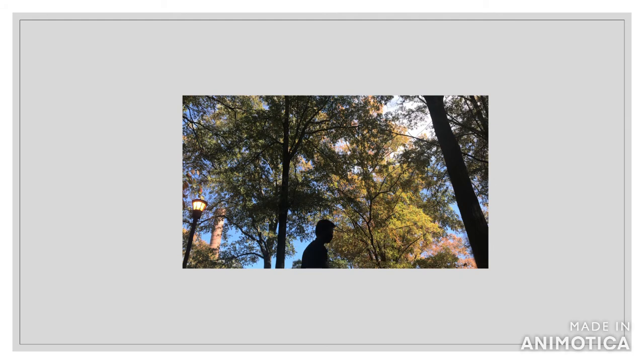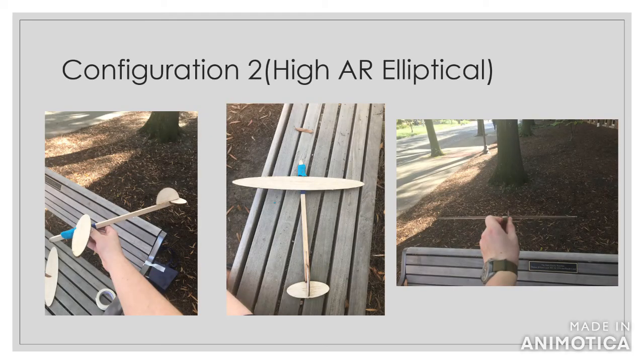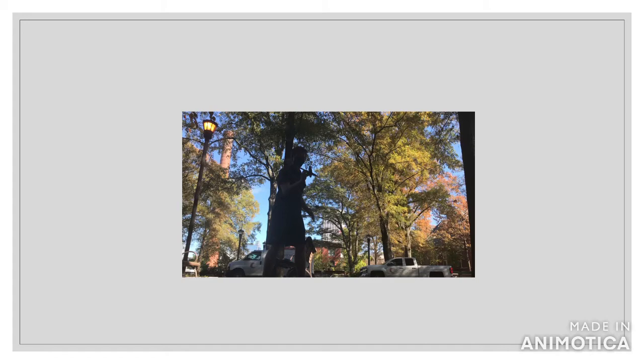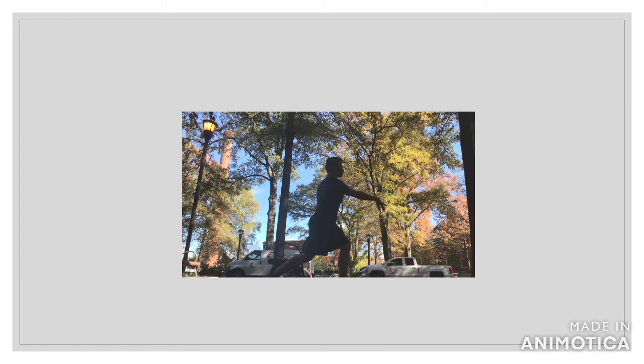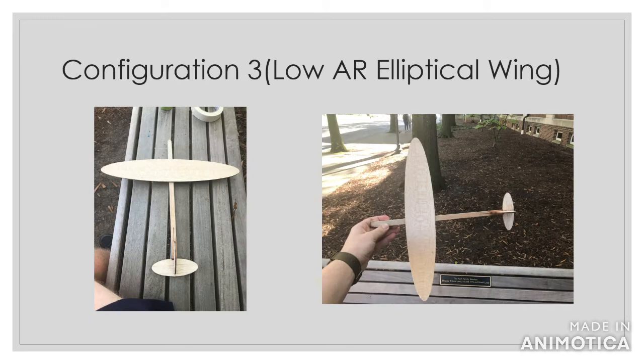And its maximum distance was about 18 feet. Here's my high aspect ratio elliptical wing. Here is its flight. And its best flight was about 16 feet. Here's my low aspect ratio elliptical wing. And its best was about 21 feet.